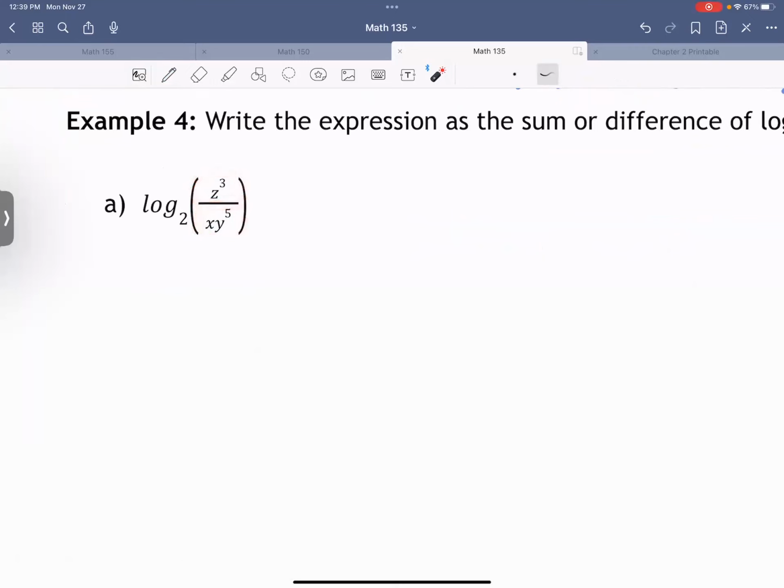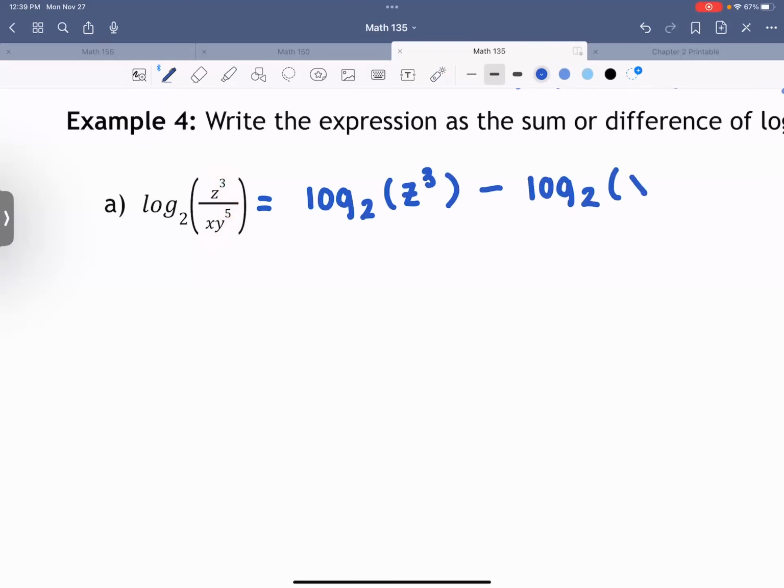Because inside this logarithm, I have a big division sign, right? That is the biggest thing going on. I can't split up the multiplication yet because it's only between the x and the y. I can't do the power rule because they're only applied to the z and the y. So I have to split up the division first. So let's go ahead and do that. This becomes log base 2 of z cubed minus log base 2 of xy to the fifth.